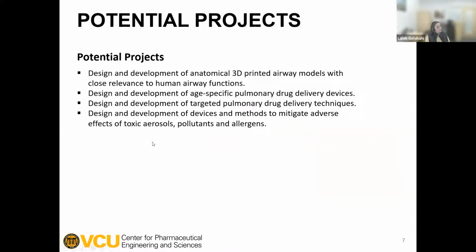As for the potential projects within the next 3 to 5 years, we're working on, as I mentioned, biorelevance of these airway models, and as the biorelevance is improving, we're also looking into age-specific devices, mainly considering pediatric and geriatric subjects, and the targeted pulmonary drug delivery, and how the understanding of these physical aspects would optimize our targeted approaches, especially for acute diseases.